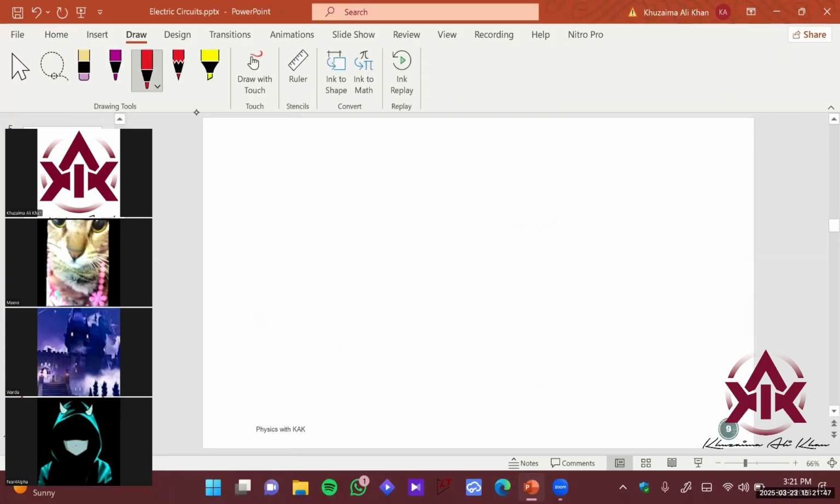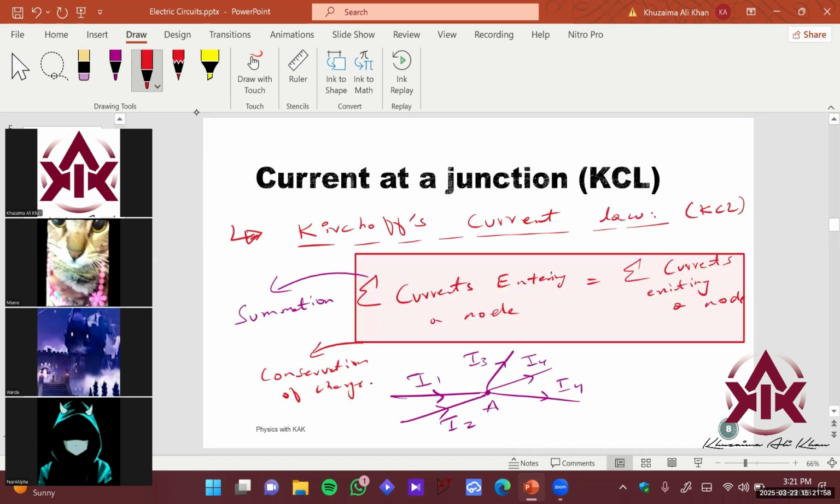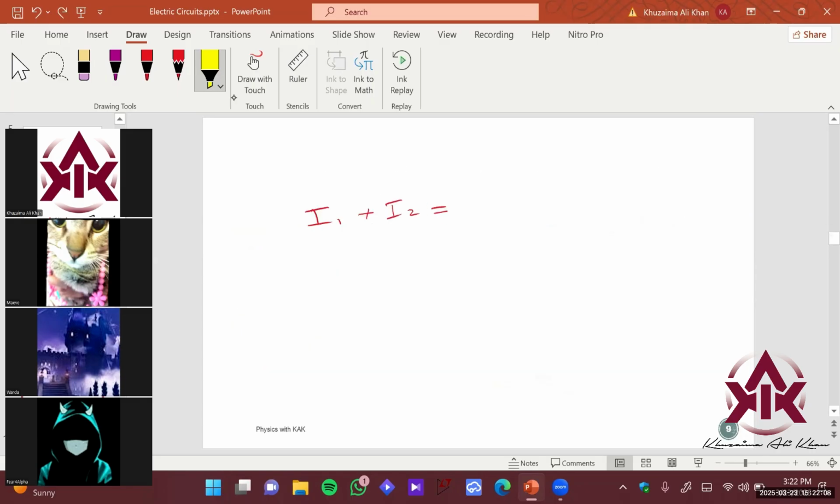So what do we have now? The currents entering are I1 and I2 over here. So the equation is going to be I1 plus I2 equals the currents exiting this particular point A. What currents are exiting point A? This is exiting, this is exiting, and this is exiting from point A, right? So let's sum them up. This is Kirchhoff's current law.